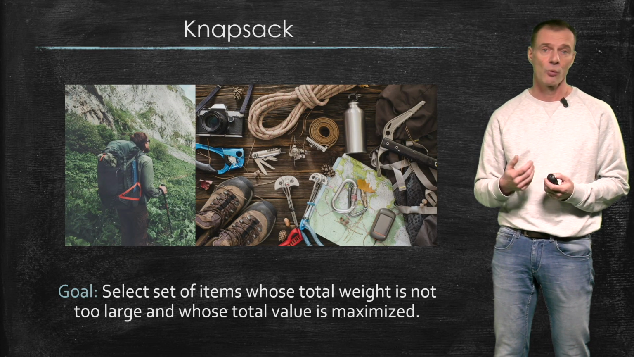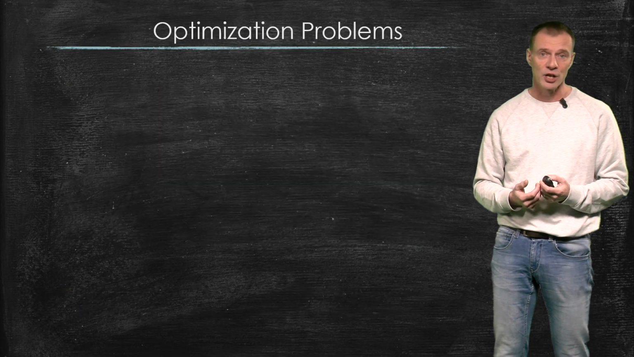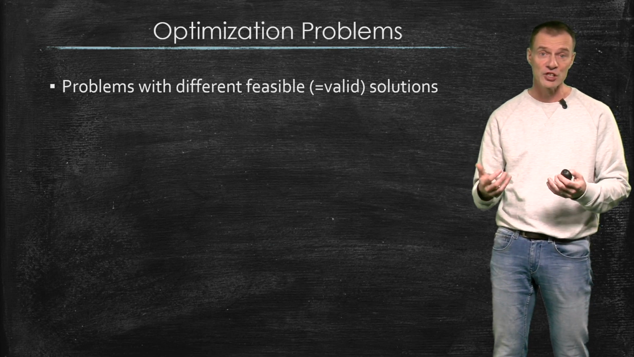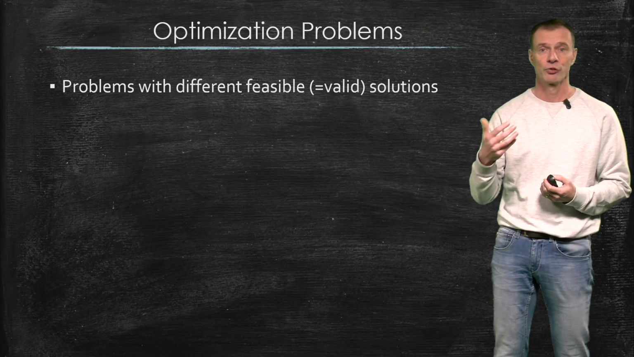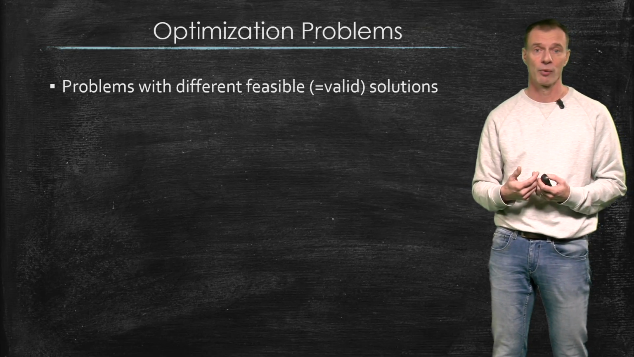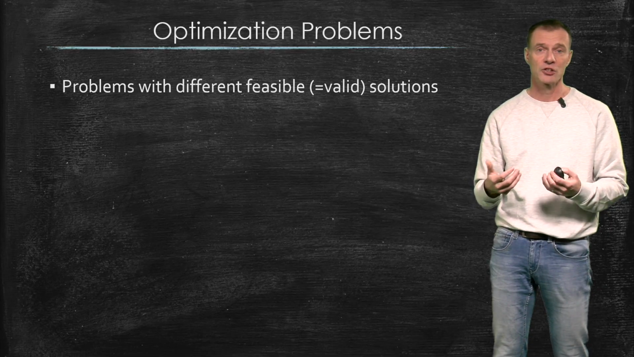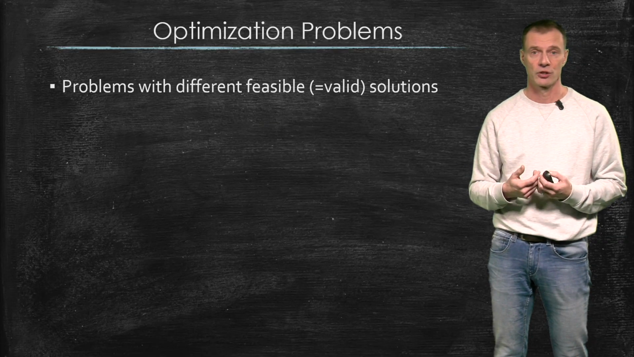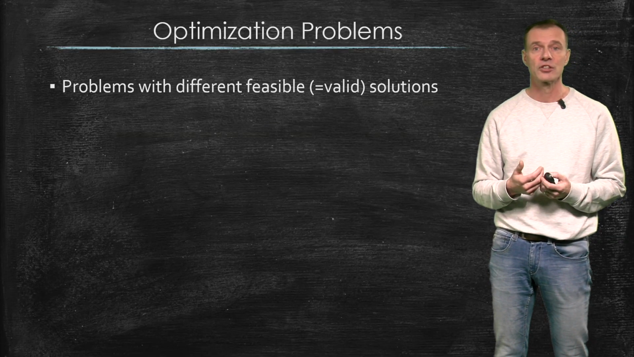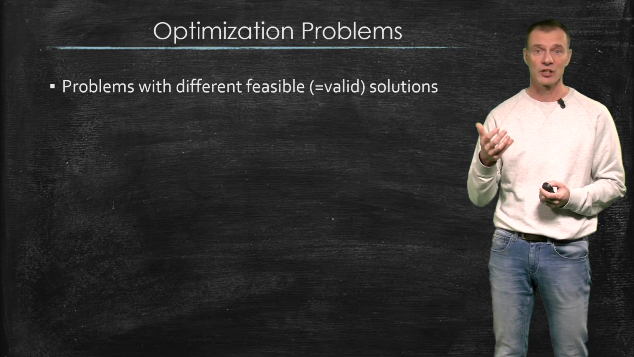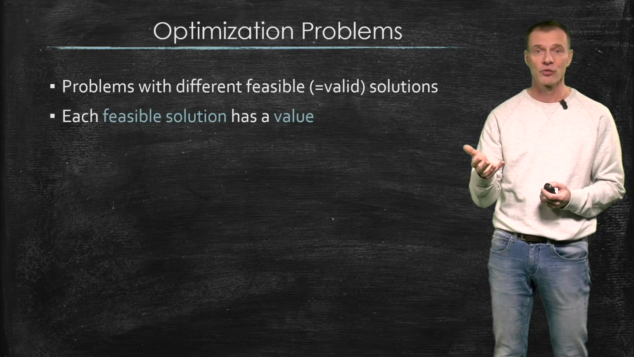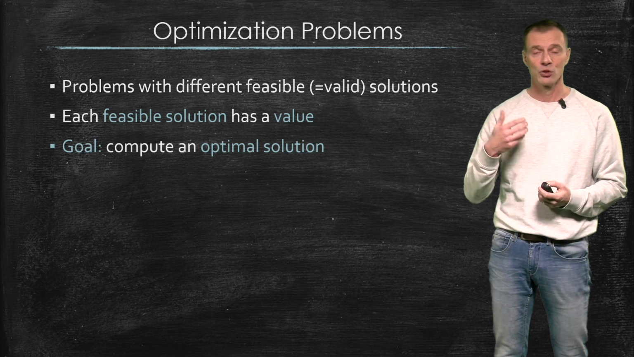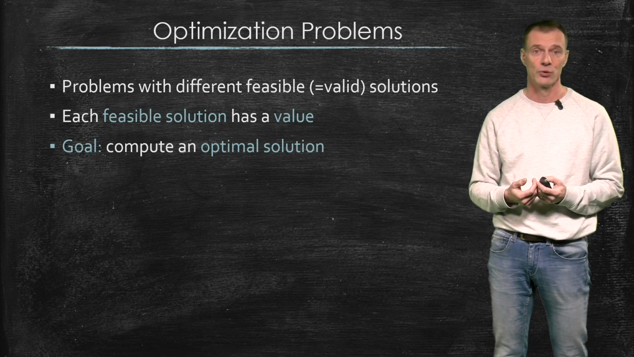So these are two optimization problems. In general, in an optimization problem, you have many different possible, feasible solutions. For instance, for the backpack problem, any subset of items whose weight is at most 20 kilograms would be a valid solution. Out of all these valid solutions, you now want to take the best one. And that means that each of these valid solutions has a value associated to it, and you want to find the one with optimal value.